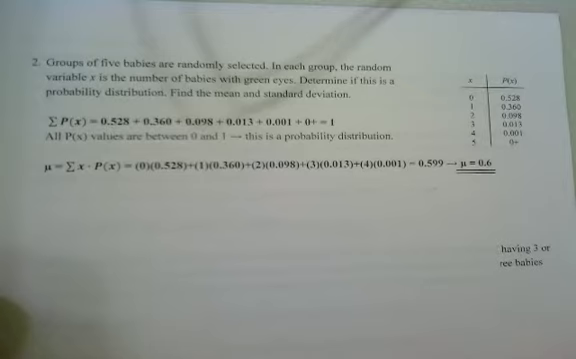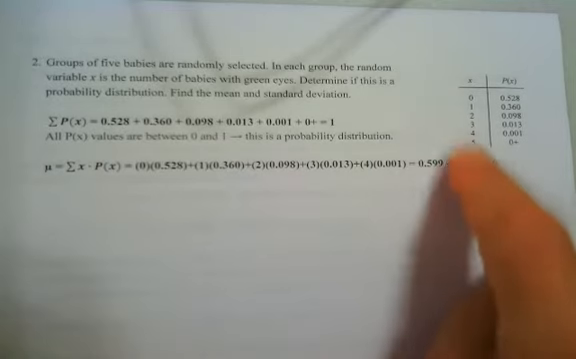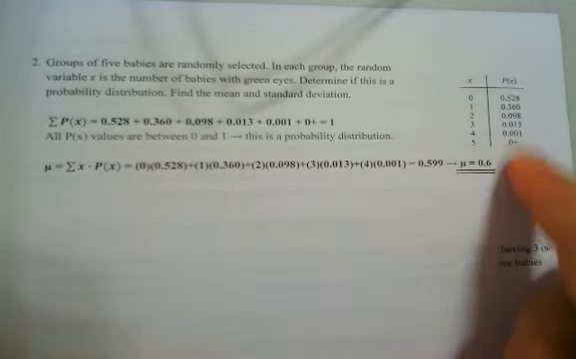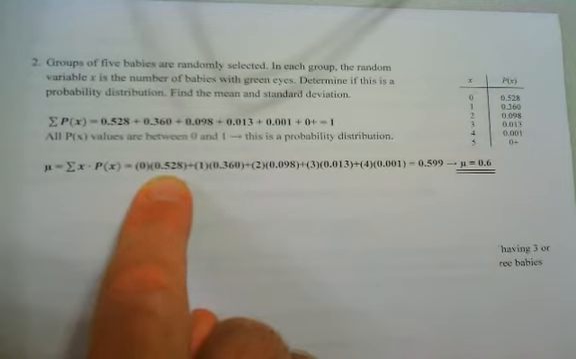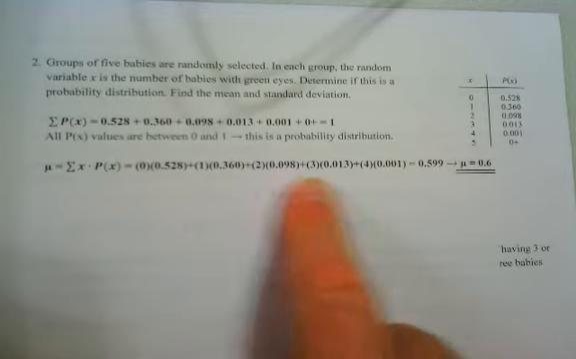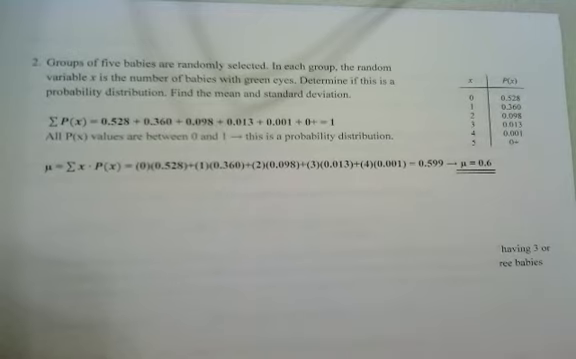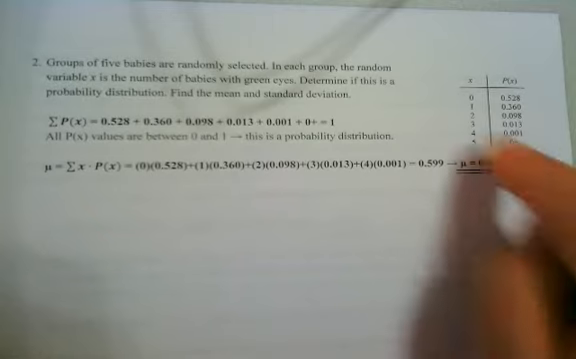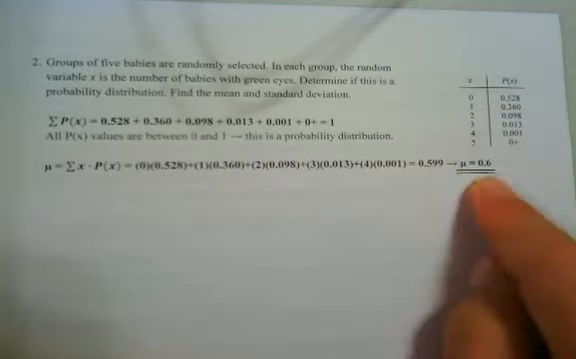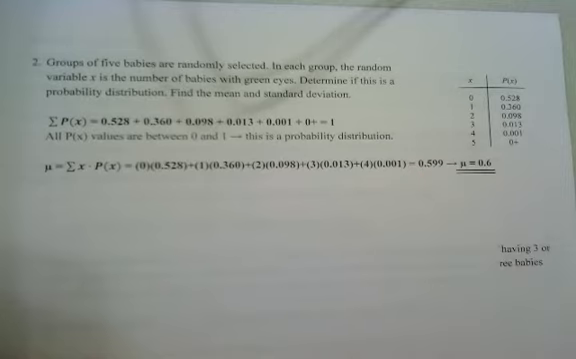All right, so now to do the mean. Again, the mean is the sum of the x values times their probability values. So here's 0 times the 0.528, and then 1 times the 0.36, 2 times the 0.098, 3 times the 0.013, and so forth. Add them all up, and we end up with 0.599. You could use that as your mean, or you could round it to 0.6. Since each of these were to the 1's place, I rounded that to the 10th place. But honestly, going with that on your calculator, 0.599 would have been just fine.